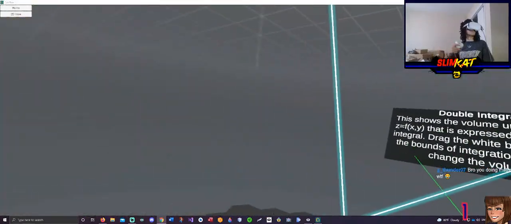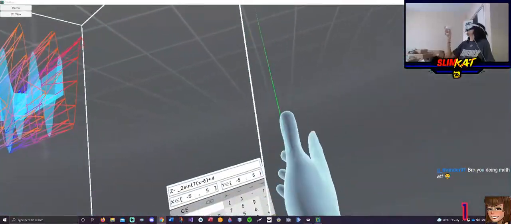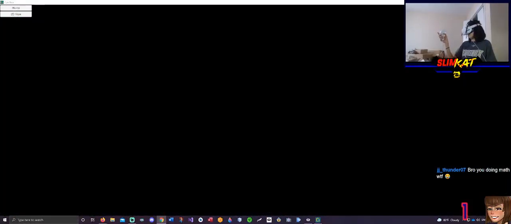Is there any way I can leave this open while minimizing it? Oh, okay, I can just put it to the side. All right, let's see if this is correct.